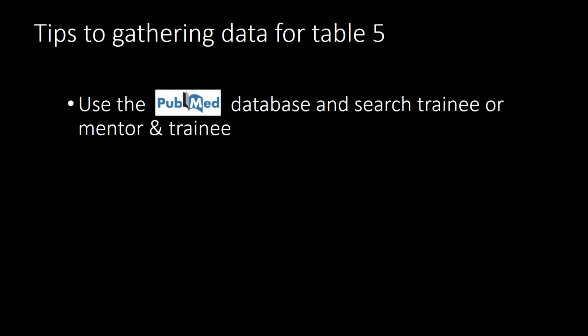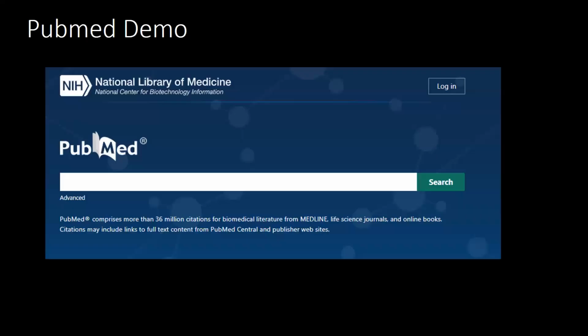So, tips for gathering data. I use PubMed a lot. PubMed is great because you can go in there and do an advanced search and put in the trainee name and the mentor, which I find very helpful, especially if you have a trainee with a common name. And then it shows you all their publications. So I use this a lot.